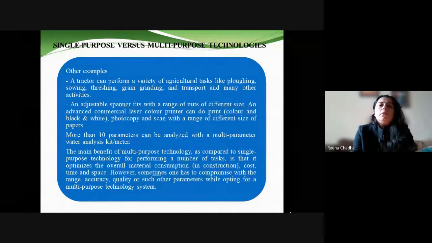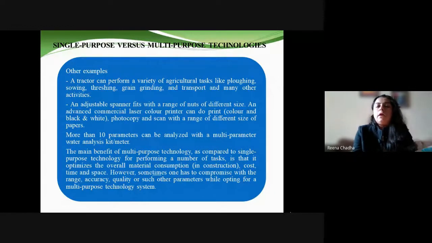Again, take single purpose technology like a tractor. Earlier a tractor used to perform certain activities, but now you can see tractors in the market which are performing a variety of agricultural tasks because they have new kinds of adjustments and attachments. They can also be used for ploughing, sowing, threshing, grain grinding, and transport. So that is a benefit. If I have an adjustable spanner, it will fit a range of nuts of different sizes, and I will be required to carry just one adjustable spanner.